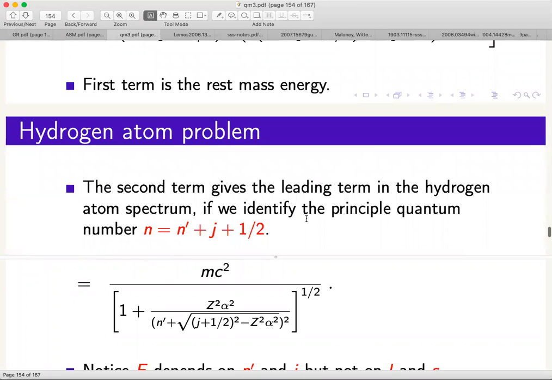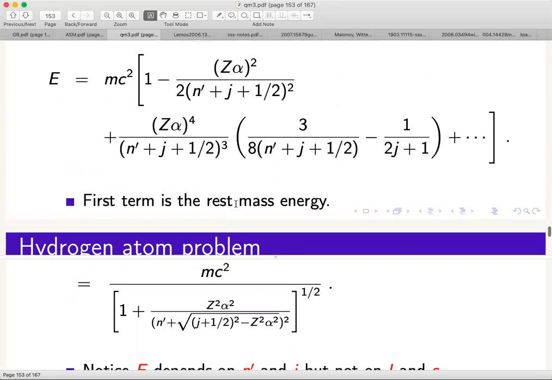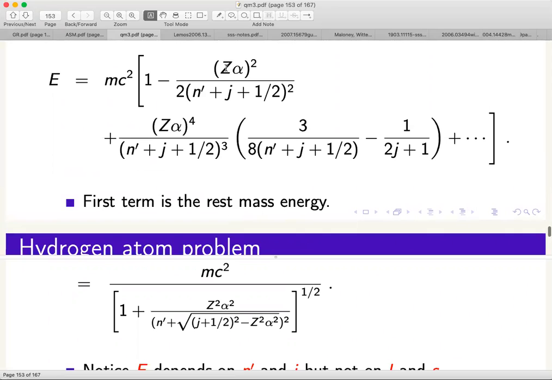And what we will do is identify n prime plus j plus half to be the principal quantum number that we defined in non-relativistic quantum mechanics. If you do that, then this quantity goes as z squared e to the 4 upon 2 times n squared, which is precisely the spectrum that you would have obtained by solving the Schrodinger equation. Okay, that's fine.